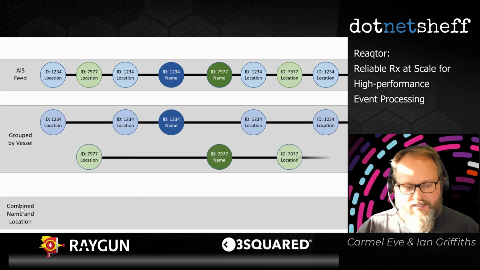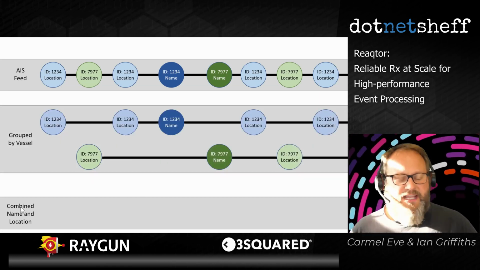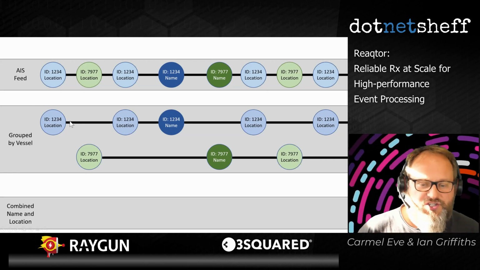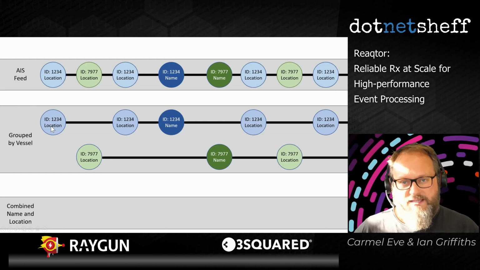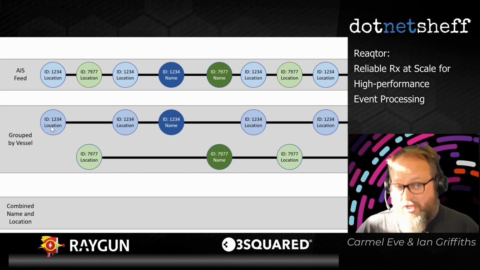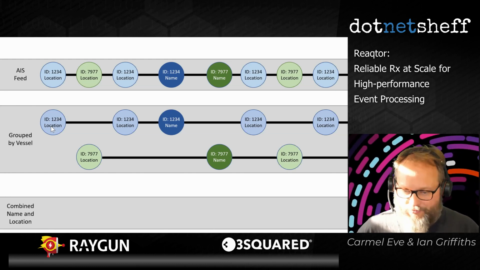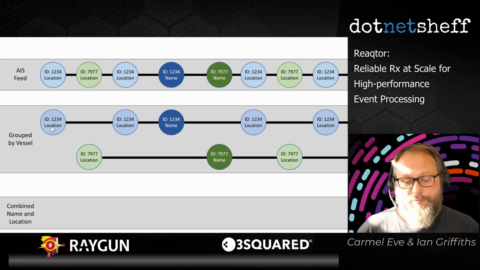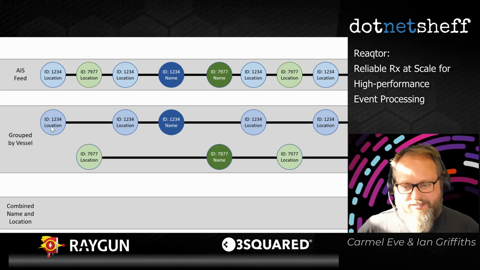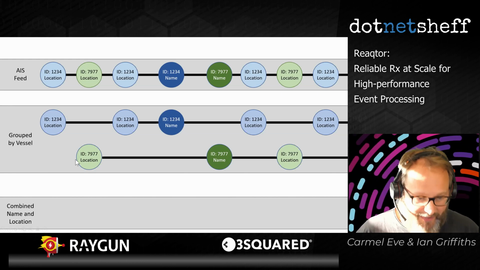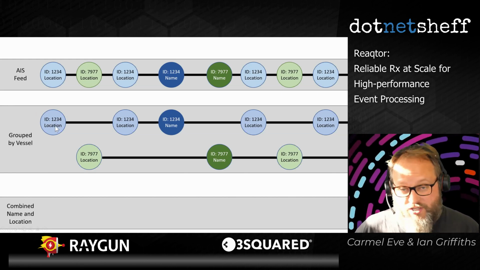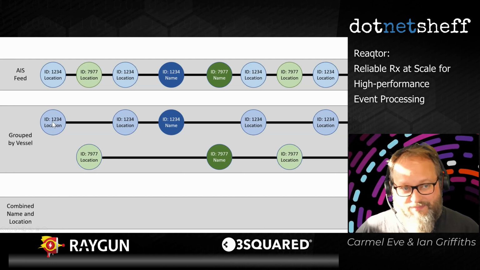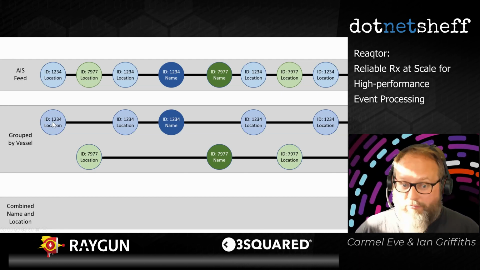So here's what we do. The first thing we do is we take our stream of data and we group it by vessel ID. Rx supports most of the standard LINQ operators, and that includes group by. You can tell it to group data by some particular criteria, and we're going to use the MMSI, the vessel identifier. And what you get when you use grouping in Rx is an observable stream of observable streams.